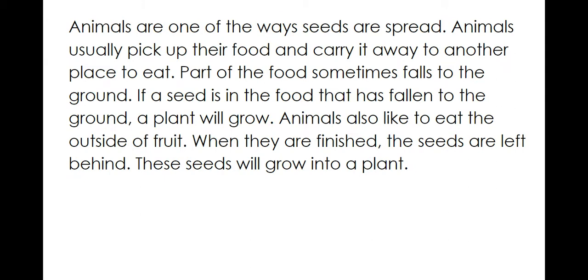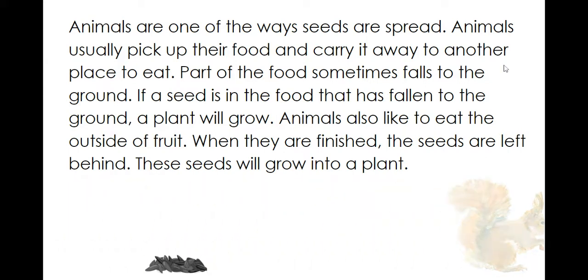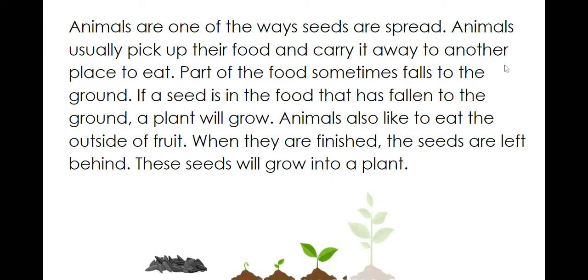Animals are one of the ways seeds are spread. Animals usually pick up their food and carry it away to another place to eat. Part of the food sometimes falls on the ground. If a seed is in the food that has fallen to the ground, a plant will grow. Animals also like to eat the outside of fruit. When they are finished, the seeds are left behind, and these seeds will grow into a plant.